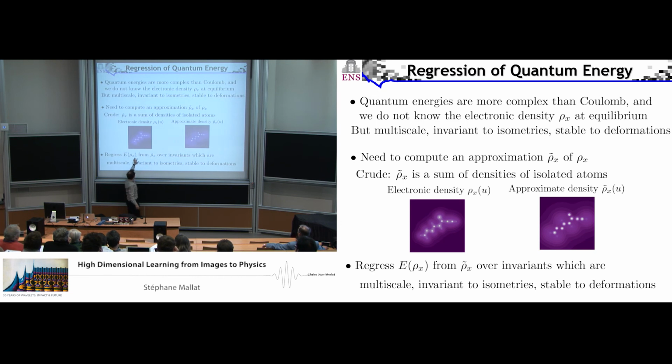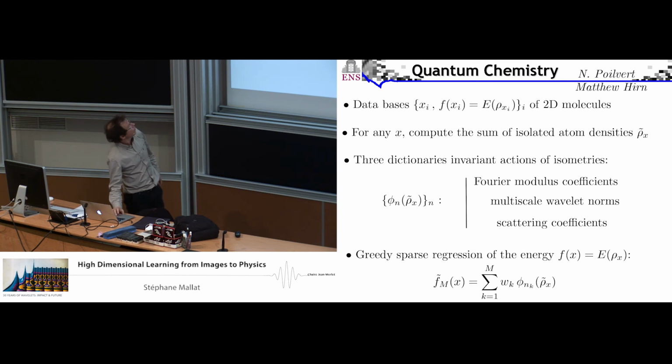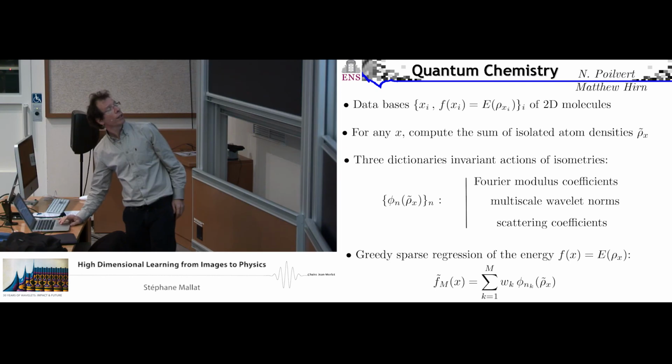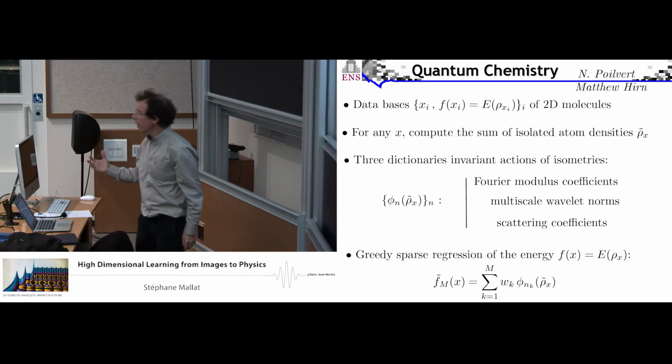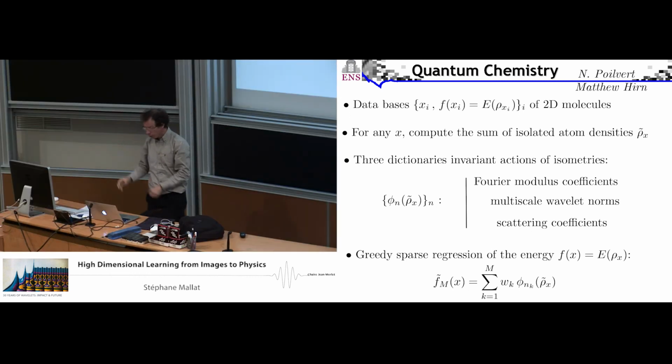So you need to incorporate the error within your regression. How are we going to do that? From a database. Like in image classification, you begin with examples of molecules, you have examples of energies. We are going to compute for each x the approximate density, a very crude approximation, and then we're going to make a regression of this function on all these scattering coefficients. So to do a comparison, I'm going to show the comparison between what you would get with a Fourier invariant to rotation and translation, with pure wavelet coefficients, and then with wavelet plus these scattering coefficients.